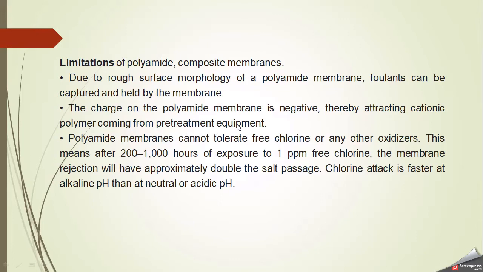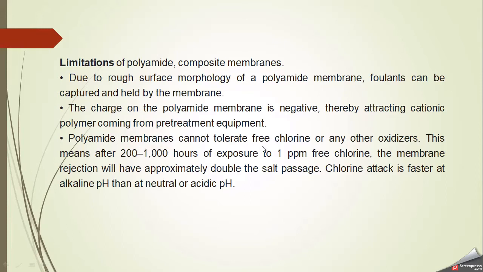If some of the cationic polymer comes from this pre-treatment section, if we have a cation or anion exchange resin available, or some of the UF membranes, and it will leach out from those membranes, then the charge on the polyamide membrane is negative, so it will attract it, and now the efficiency of this membrane becomes reduced.